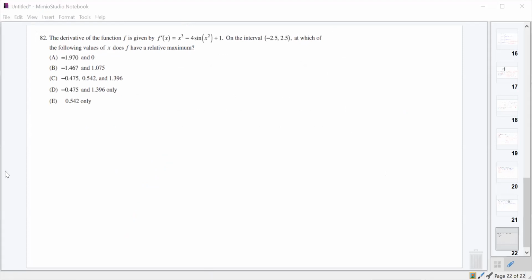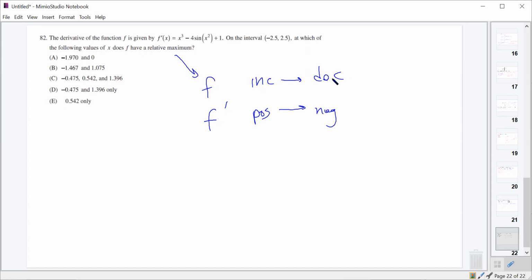So we've got the derivative of f is x cubed minus 4 sine x squared plus 1. We want to know at which of the following values of x does f have a relative max. If f has a relative max, that tells us that f must go from increasing to decreasing. That tells us that f prime has to go from positive, because that's when f increases, to negative, because that's when f decreases.